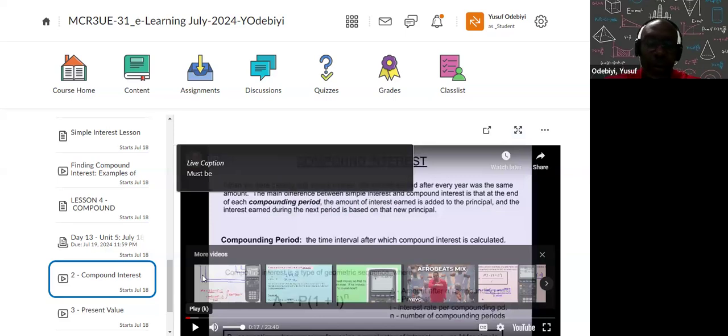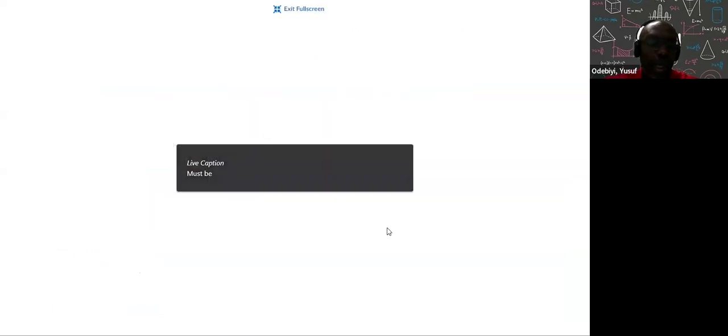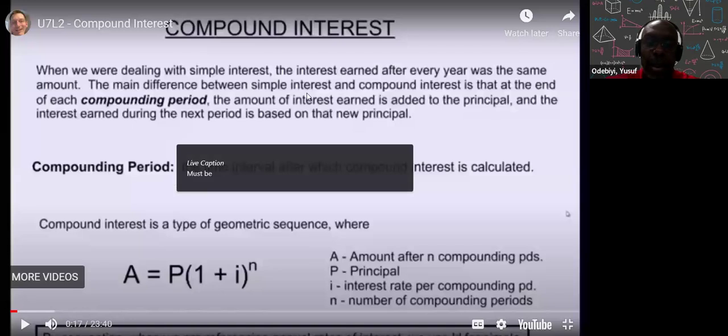Give me a second, guys. Yeah, computer's a little lagging. Hold on. Okay, here we go. Yep, finally it loaded up.